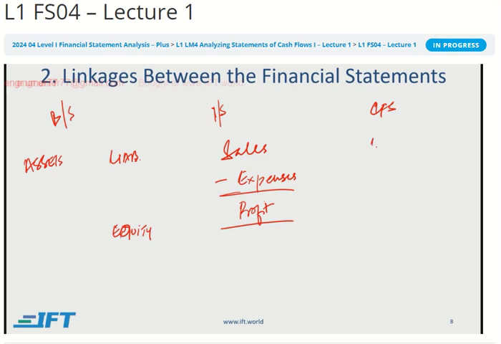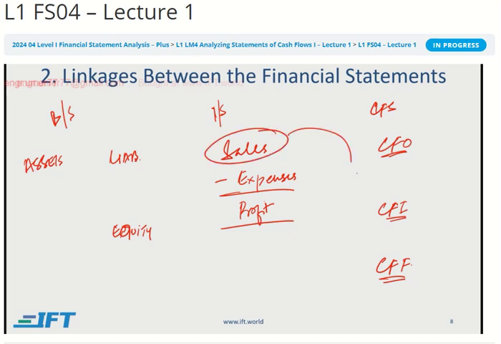And your cash flow statement is going to be cash flow from operating activities, cash flow from investing, and then cash flow from financing. Now, let's take some examples. Let's start with sales over here.